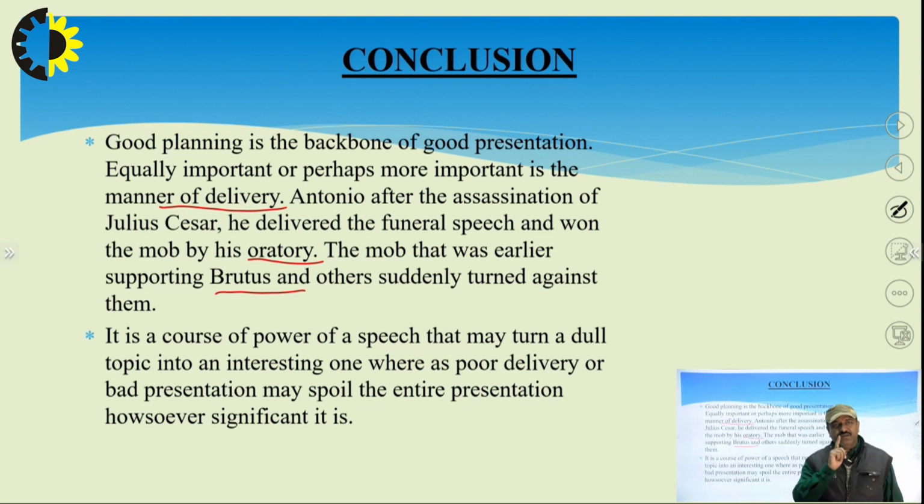So, we should keep this in mind. I repeat once again: it is the power of a speech that may turn a dull topic into an interesting one. A dull topic can become interesting if your speech delivery is good, if your presentation is good. Whereas poor delivery or bad presentation may spoil the entire presentation, however significant it is.